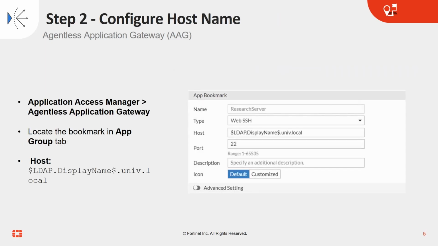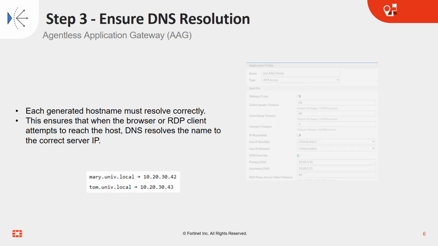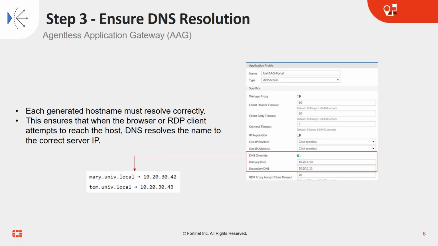The next step is to embed the LDAP attribute variable into the host field of the app bookmark. FortiADC then dynamically constructs the target host name based on the authenticated user's LDAP attributes. To ensure that dynamically constructed host names, such as Mary University Local, resolve correctly, you must add the appropriate DNS entries and then reference the DNS server in the application profile.